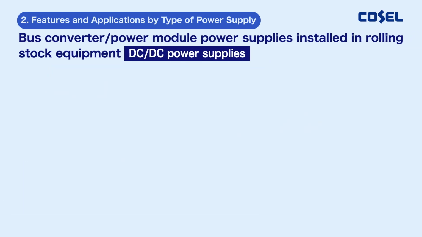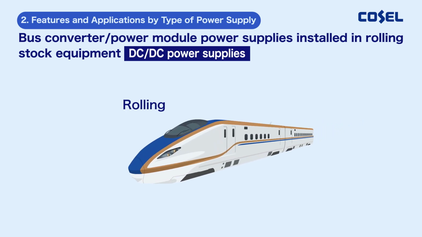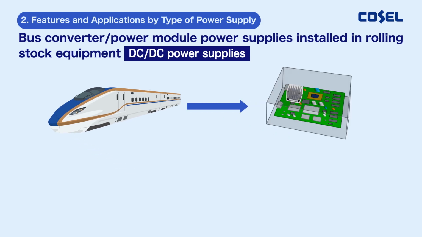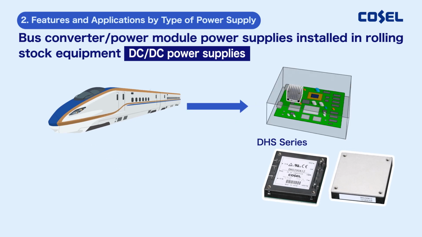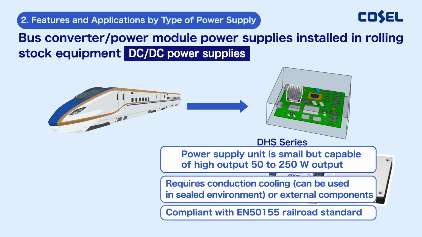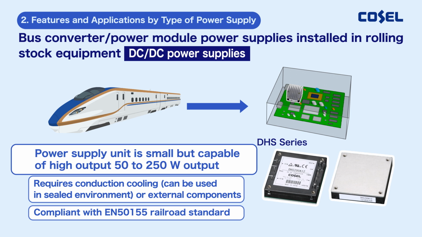Bus converter power module power supplies are mounted and used in the base of railroad rolling stock and telecommunications equipment. First, let's look at bus converter power module power supplies used in rolling stock equipment. Although the power supply is small, it is capable of high output, and our lineup ranges from 50 watt to 250 watt.